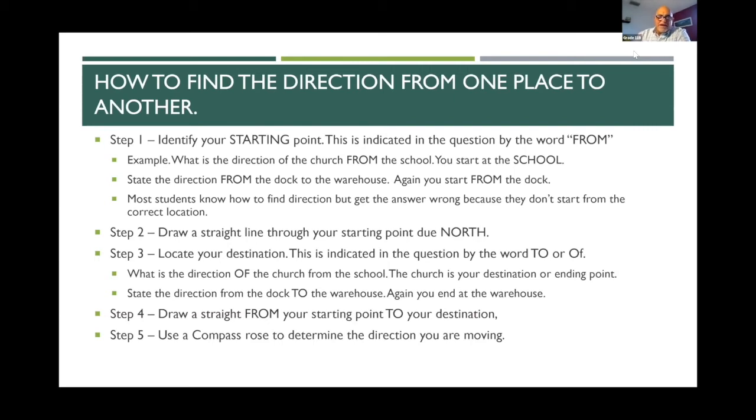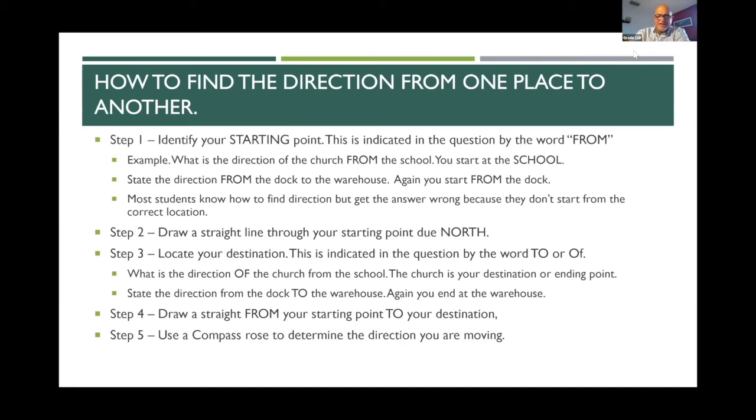Draw a straight line through the starting point north. And I'll demonstrate this in a few minutes. I always tell my students, the map is yours. You can draw on it in pencil, use it. All right. So first thing you do, find out what your starting point is, and then draw a line north. Looking at what your compass is telling you in your key, and draw your line north.